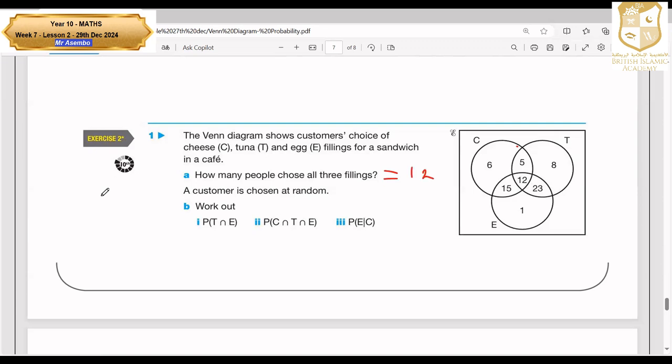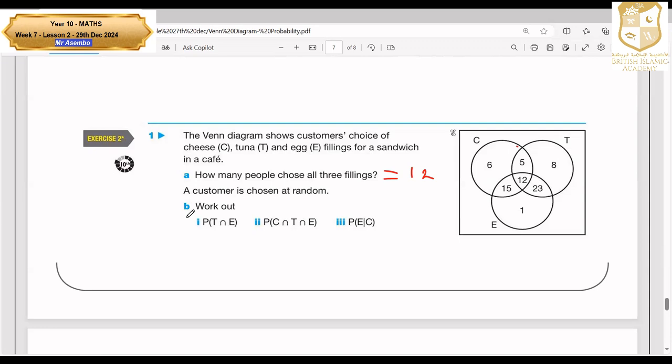The 12 of them, they say mix for me, tuna, egg, and the filling. Those are 12 of them. They choose the three fillings. Now, let's go to part B.